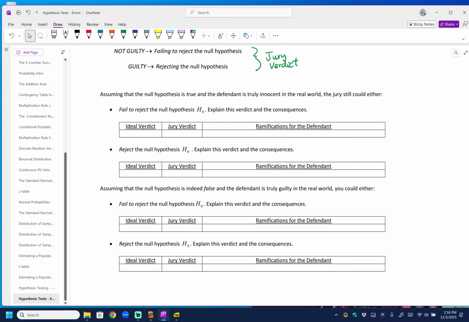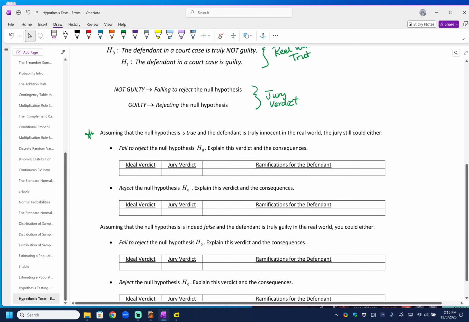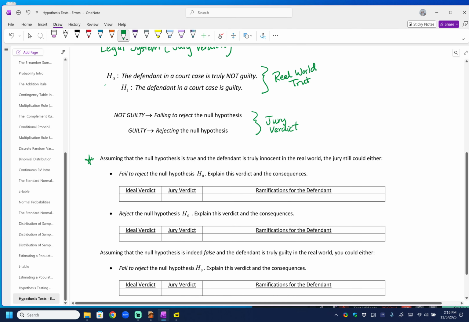So similar to last time, at the beginning of this we're going to assume that the null hypothesis is true. So if the null hypothesis is true, then what do we know in the real world? We know that the defendant in this court case is innocent. They are not guilty in the real world. Now, again, when you go into a court case, the jury does not know this. Only the defendant really knows.